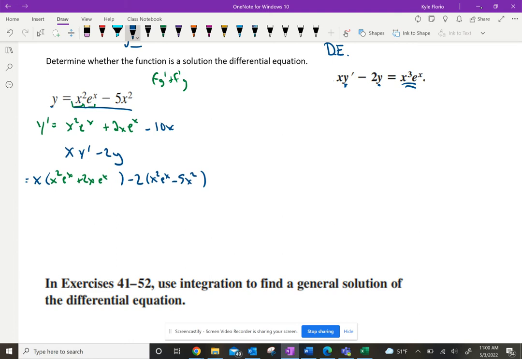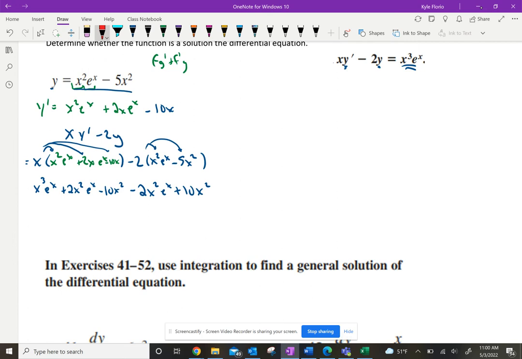So I want this to simplify to x cubed times e to the x. Let's see what happens. I missed the minus 10x. If I distribute the x in here, I'm going to get x cubed e to the x plus 2x squared e to the x minus 10x squared. And then if I distribute this 2 in here, we're going to have a negative 2x squared e to the x and a plus 10x squared.